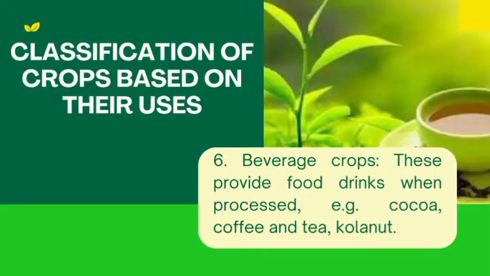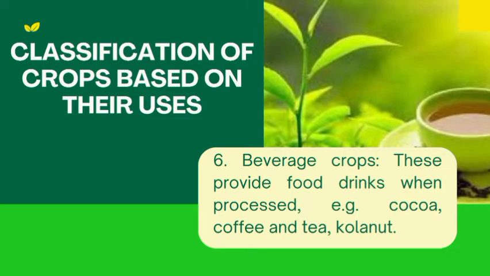Then we have the beverages. Beverage crops are crops that provide drinks when processed, because some of them are also stimulants. What do you mean by stimulant? These are the crops that make your body to be awake or to be active. They are stimulants like tobacco. You have tea, kola nut, coffee, and cocoa. All these are beverage crops.